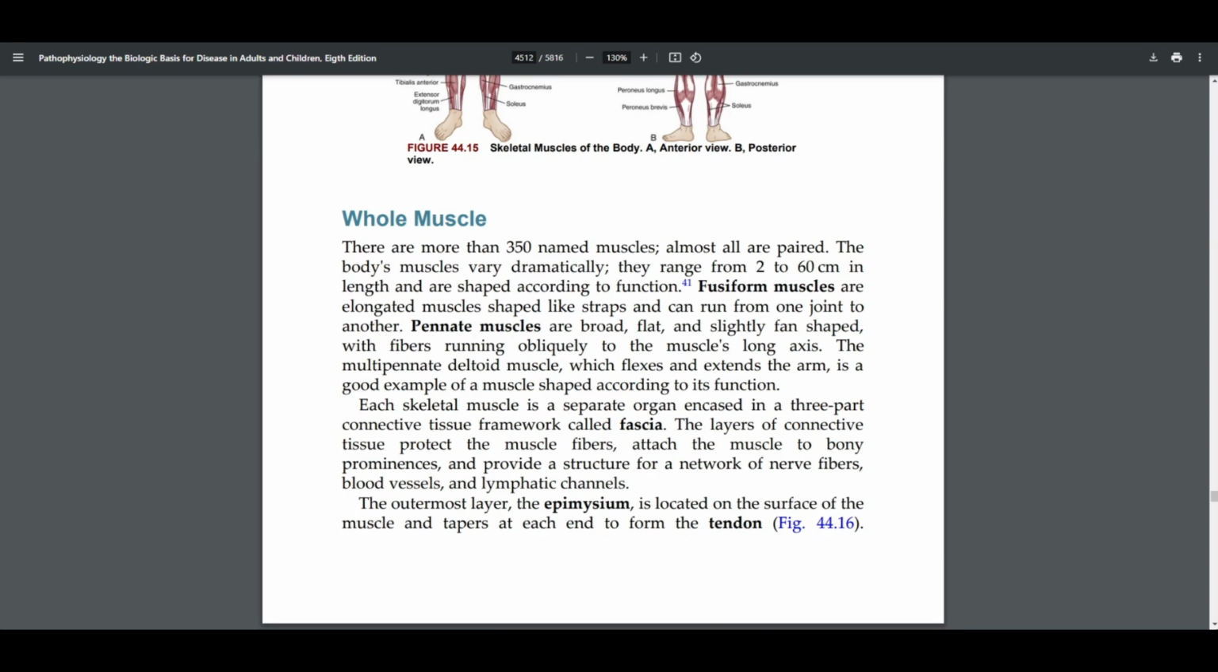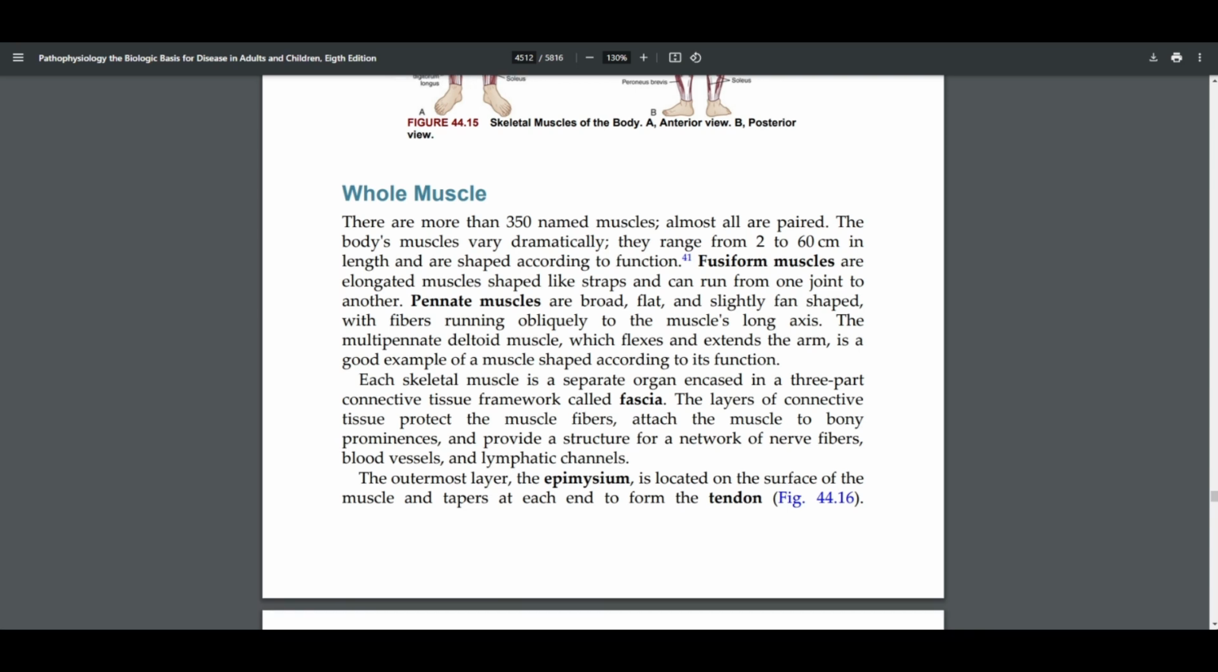Each skeletal muscle is a separate organ encased in a three-part connective tissue framework called fascia. The layers of connective tissue protect the muscle fibers, attach the muscle to bony prominences, and provide a structure for a network of nerve fibers, blood vessels, and lymphatic channels. The outermost layer, the epimysium, is located on the surface of the muscle and tapers at each end to form the tendon.